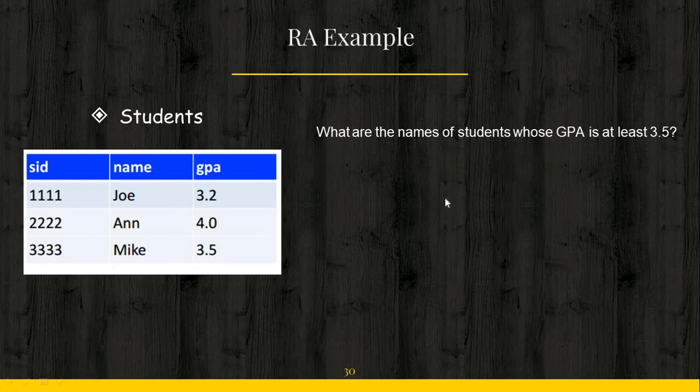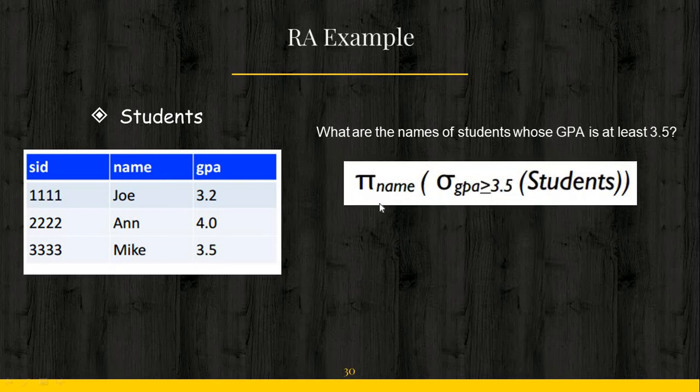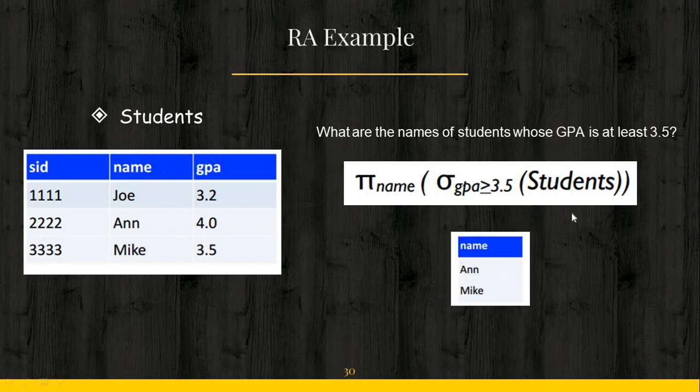So I can write the relational algebra in this way. Here in pi, I have written the name column. The question has been written: GPA is greater than or equal to 3.5. Following this is from the students table, so this has been written here. So this is the output.